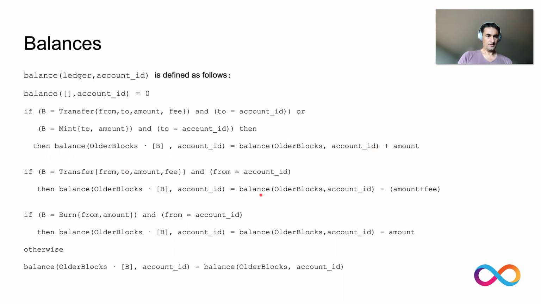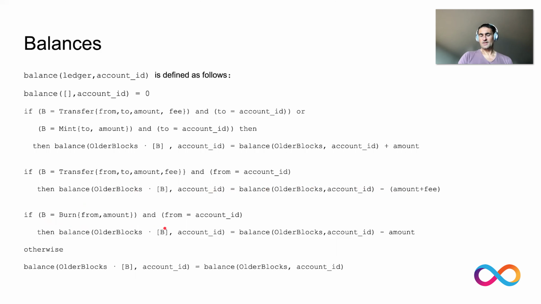If the last block is transferring a certain amount from the account, so from the account that I'm interested in, then the balance of this account after I've added the block to the ledger is whatever balance it had after I have added all of the previous blocks but the last one, minus the amount that is transferred from that account, minus the fee. So this is one thing that I wanted to highlight, namely that essentially the sender pays the fees associated to a transfer.